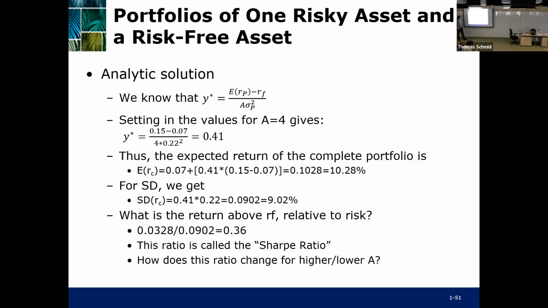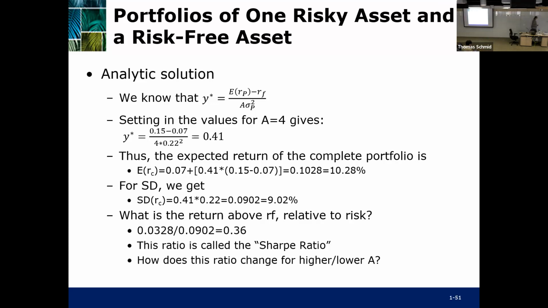Analytic solutions, this is what we developed: y star, the risk premium scaled by A times sigma P squared. So we can simply set in the values for y star, and we get 41%. So an investment of 41% in the risky portfolio P will maximize the utility for our investor. In this optimal complete portfolio, we get a Sharpe ratio, a reward to risk ratio, of 0.36.